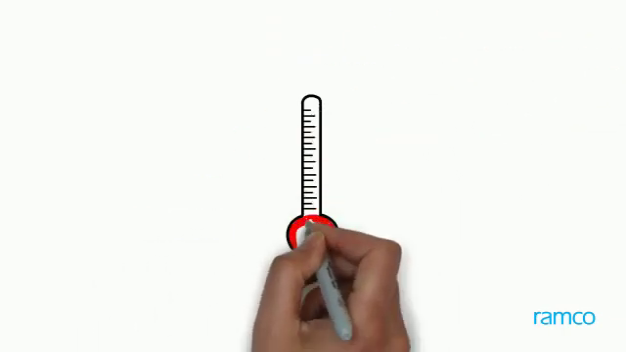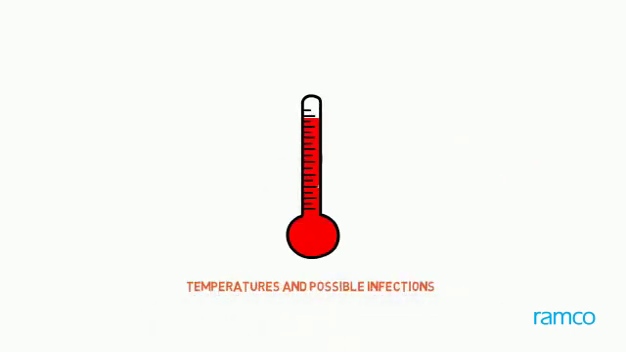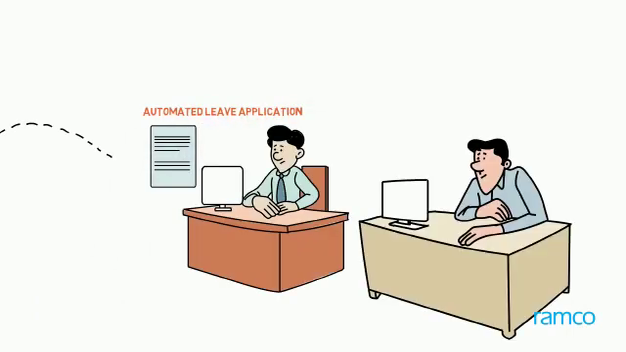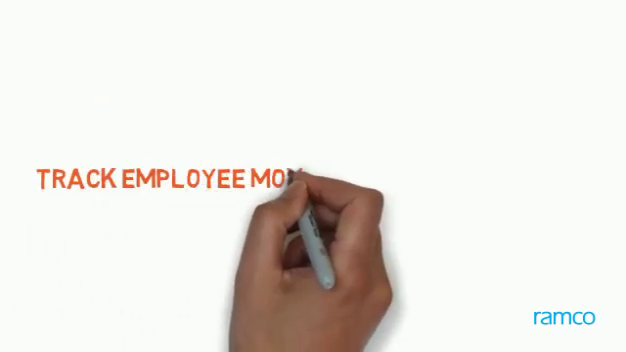Restrict access to employees with high temperatures and possible infections, safeguarding the workplace. Send an automated leave application to HR and management on the employee's behalf. Track employee movement on the premises.